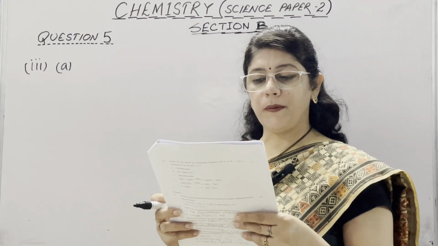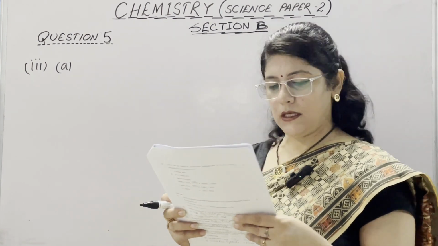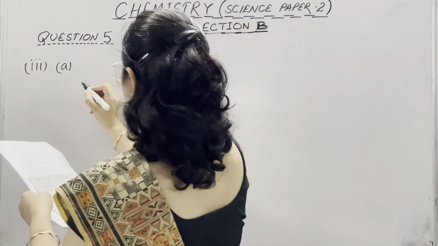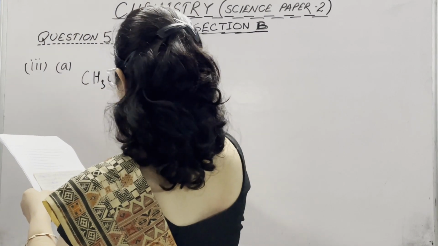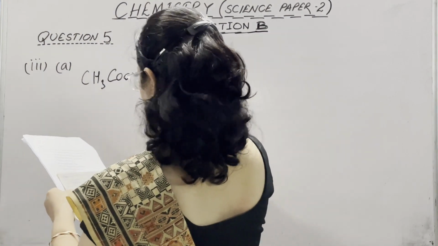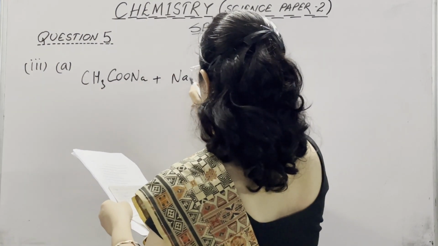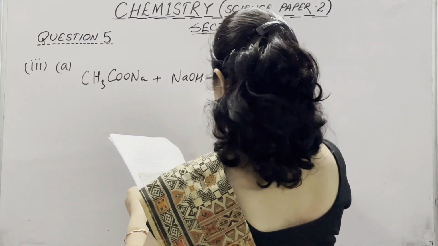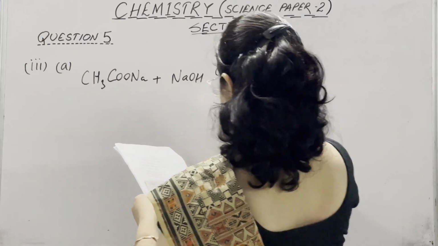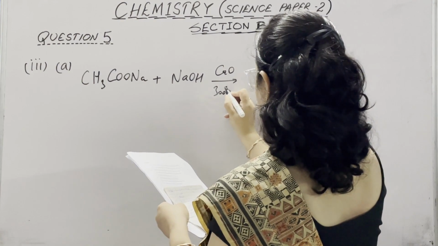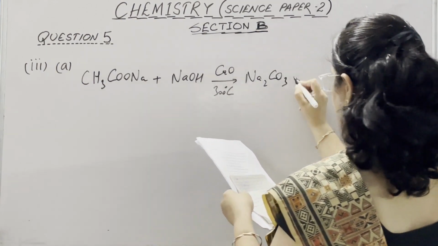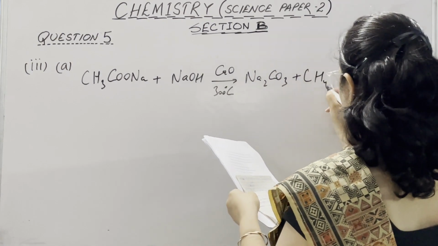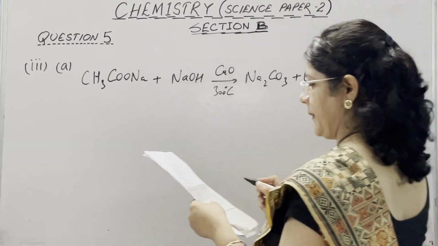First is laboratory preparation of methane from sodium acetate. So sodium acetate, or sodium ethanoate, you may say, CH3COONa plus NaOH, with calcium oxide at a temperature of 300 degrees Celsius, produces Na2CO3, sodium carbonate, along with methane.